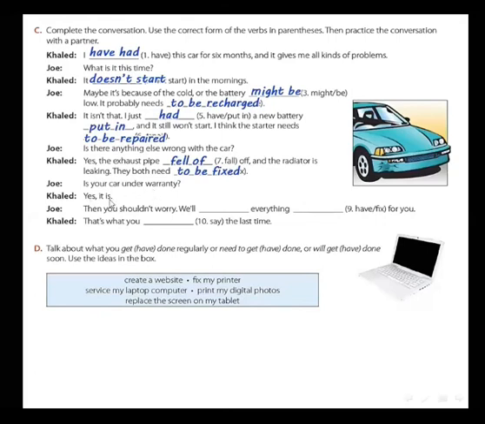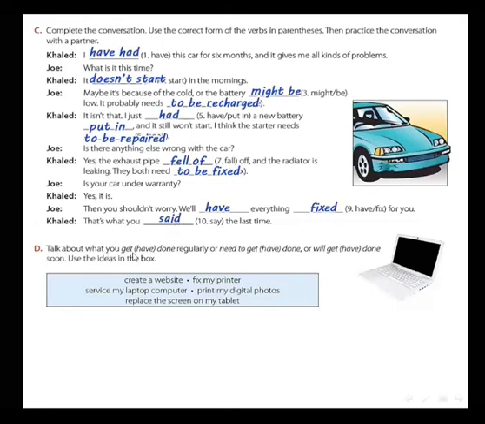Is your car under warranty? Yes, it is. Then you shouldn't worry. We will have fixed for you. Well, modal verbs should be followed by infinitive. So we will use have plus past participle. That's what you said last time. It's past form. The past form of say is said. Okay?